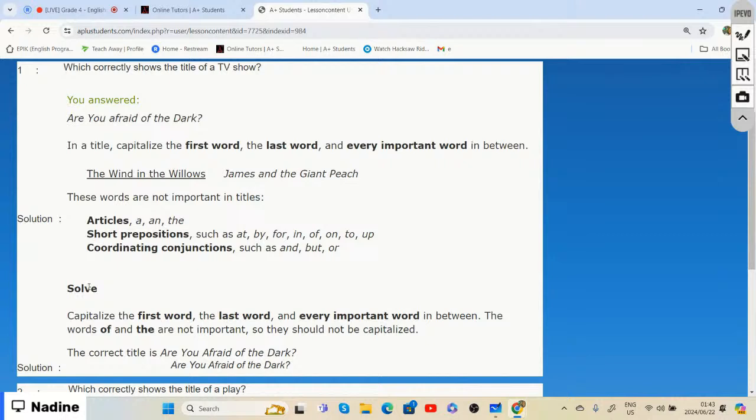Those are words that are not important, so we don't capitalize them unless one of those words, whether an article, preposition, or conjunction, is the first word of that title, right?